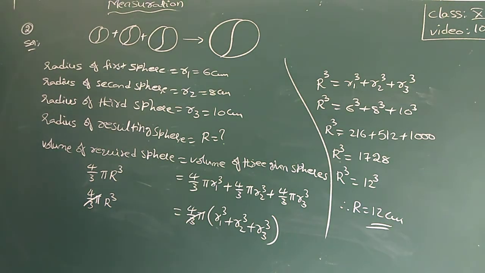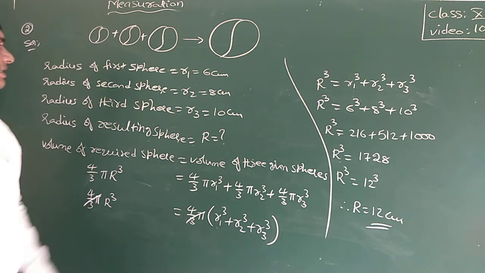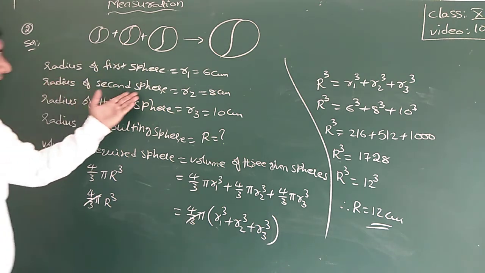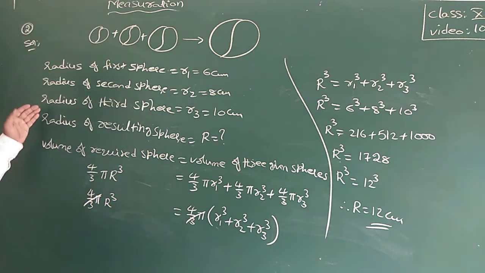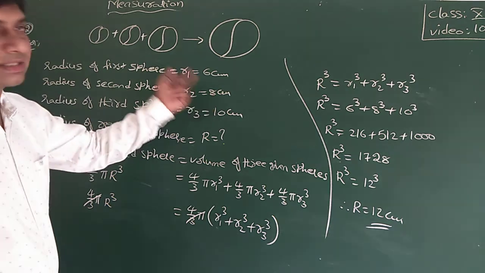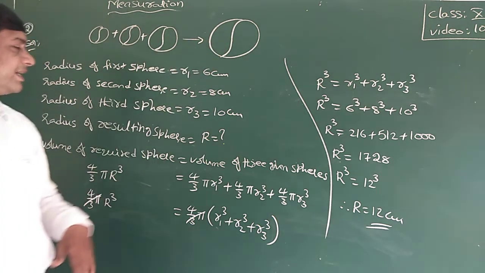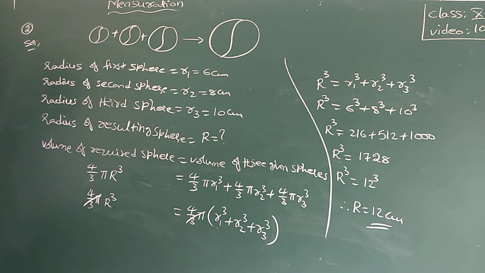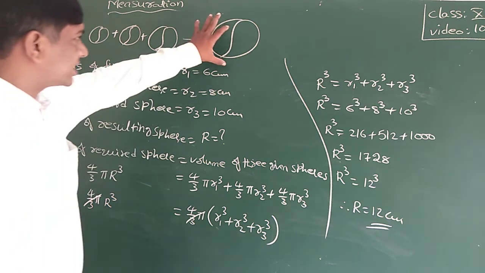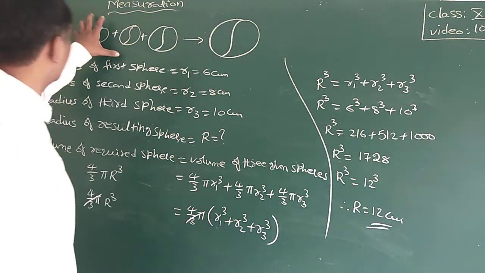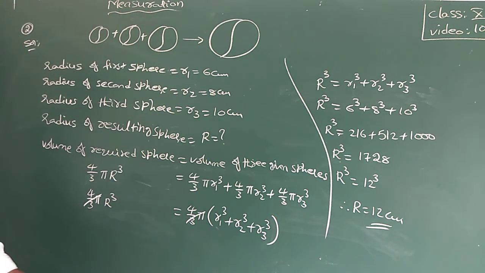Radius of first sphere r1 is equal to 6 centimeter. Radius of second sphere r2 is equal to 8 centimeter. Radius of third sphere r3 is equal to 10 centimeter. And the radius of the resulting sphere is capital R, I suppose. Volume of the required sphere is equal to the volume of these three given spheres.